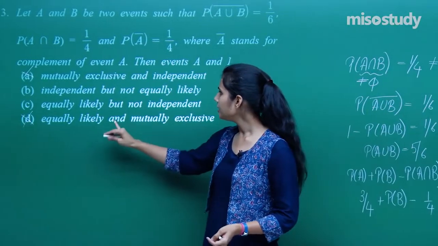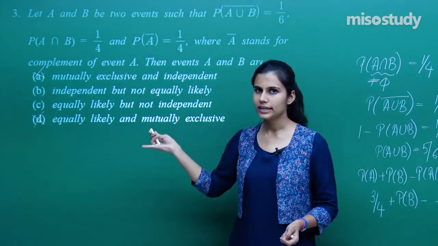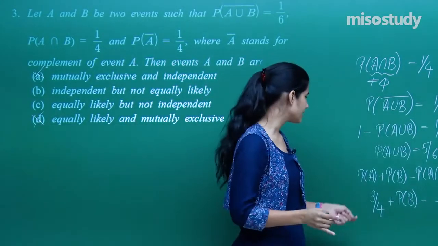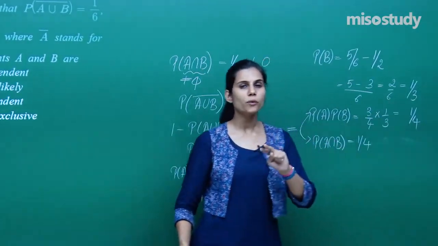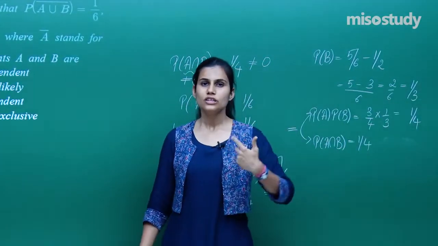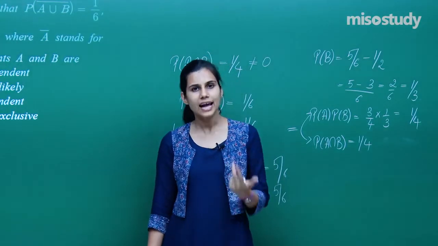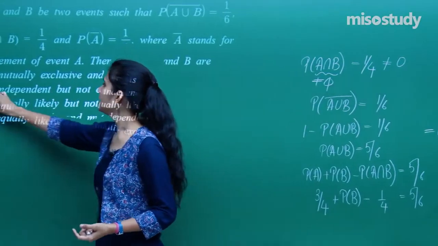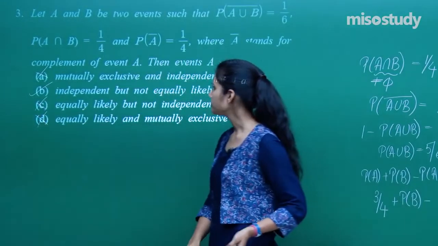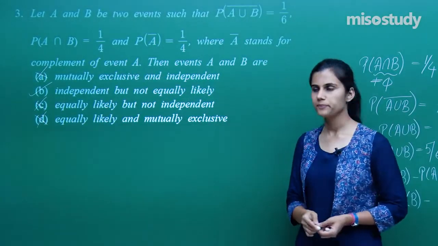Now, they are independent, and are they equally likely or not? So, see, probability of A is 3 by 4, probability of B is 1 by 3. Clearly, both the probabilities are not equal. That means the chances of occurrence of event A and B are not same, and therefore, they are not equally likely, but they are independent. And so, option number B is the correct one.